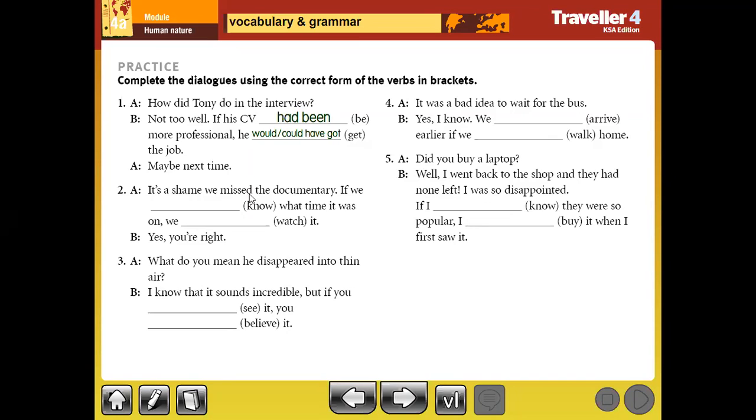Number two, it's a shame we missed the documentary. If we what time it was on, we at. Here we have the third conditional. The if clause, as we said, consists of if plus past perfect. So we need to use the past perfect. Like Muhammad Al-Asmari said, it will be had known. Okay, then the main clause will consist of what? The main clause, as we said, would or could.